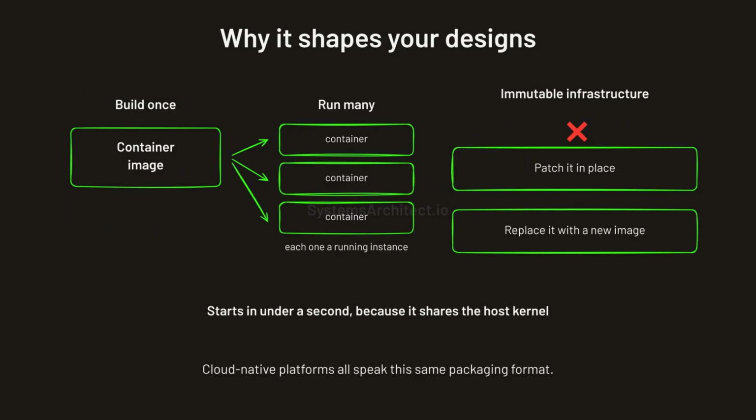A container image is the artifact you build once, and a container is a running instance of it. Containers share the host kernel instead of booting their own, so they start in under a second. You get immutable infrastructure almost for free. Why is that free? Because you replace a container rather than patching it. Cloud-native architecture assumes exactly that, and every managed platform now speaks the same packaging format. Environment drift between a laptop and production mostly disappears.